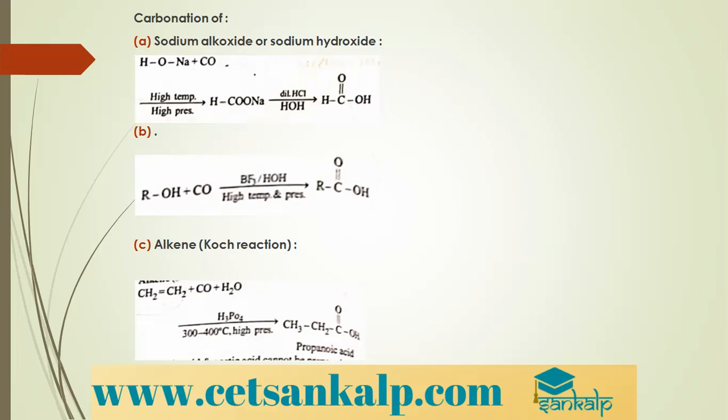Then using alkenes we can prepare carboxylic acid. The reaction is called the Koch reaction. When an alkene is treated with carbon monoxide and hydrolyzed in the presence of water and H3PO4, under 300 to 400 degrees Celsius at high pressure, you get carboxylic acid. If you take an alkene with two carbon atoms, carbon monoxide has one carbon, therefore you will get a carboxylic acid with three carbon atoms. That should be known. If you take an alkene with four carbon atoms, you add carbon monoxide with one carbon, so you will get a carboxylic acid with five carbon atoms.